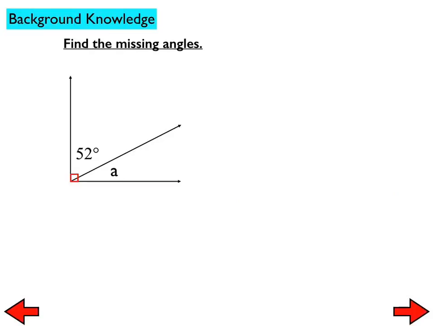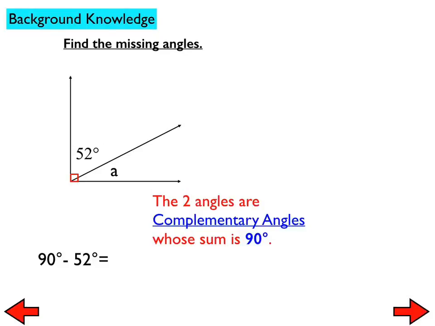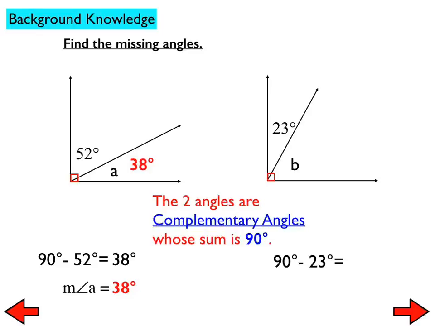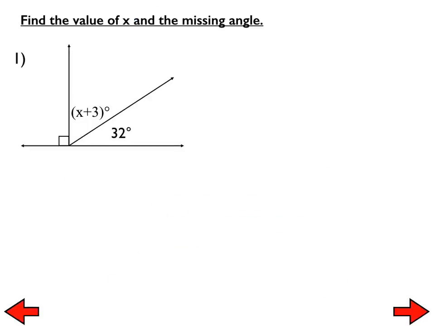So the relationship in this picture is which one? Complementary, which means that the two angles together equal 90 degrees. So if the whole thing is 90 together and part of it's 52, what's left over? That one has to be 38 degrees. Again, if this whole thing is 90 degrees and part of it's 23, what would be the leftover part? 67 degrees. Now, looking at your notes, number 1 has a very similar picture, but instead of the leftover being just x, the leftover is an expression. So you're going to have to use that expression.